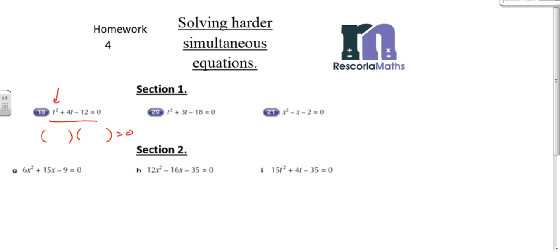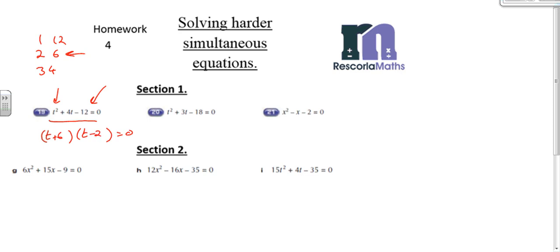Something times itself is t squared, so you should be able to get t times t. Something times something is 12, so that's going to be either 1 and 12, 2 and 6, or 3 and 4. We've got to use those to make plus 4, so we'd use 6 and 2. Therefore that's going to be plus 6, minus 2. So that's how you factorize it.